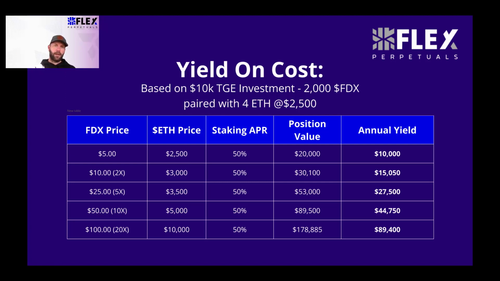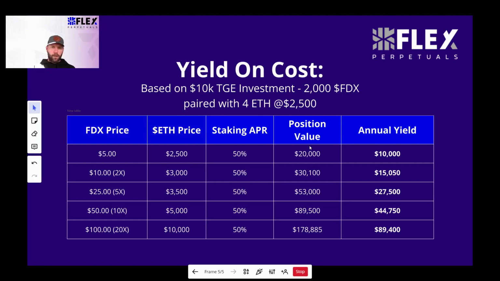And then if you want to pair that with ETH, let's assume ETH is at 2,500, and therefore you need $10,000 worth of ETH to pair with your $10,000 worth of FDX. So your total investment here is 20,000.